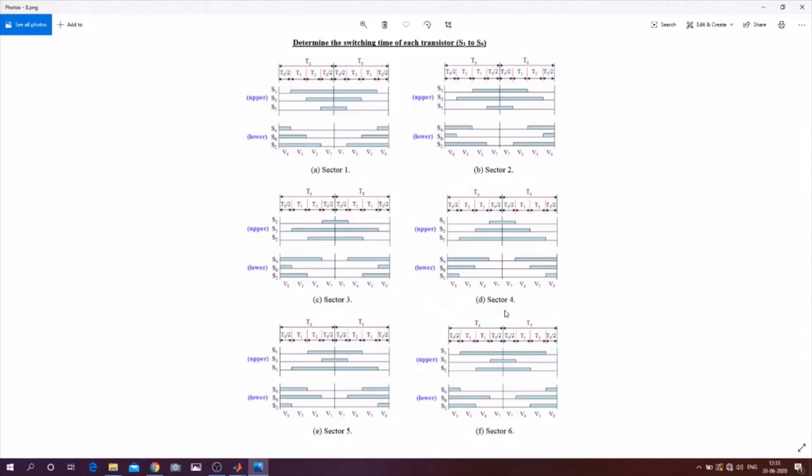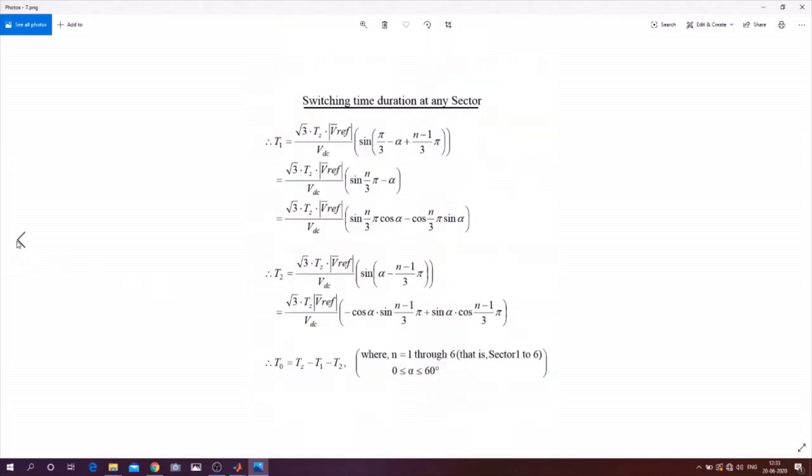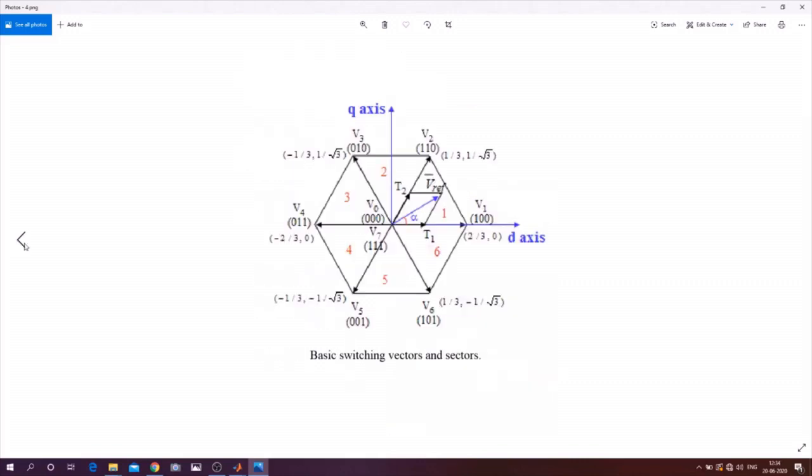How are we getting this? If we consider arbitrarily, suppose we consider sector 4. Which two voltage vectors are mainly switching? V5 and V4. So let us go to the figure. You see sector 4, and you see V5 and V4 are switching. So in whichever sector you are, the two adjacent voltage vectors will be switching.